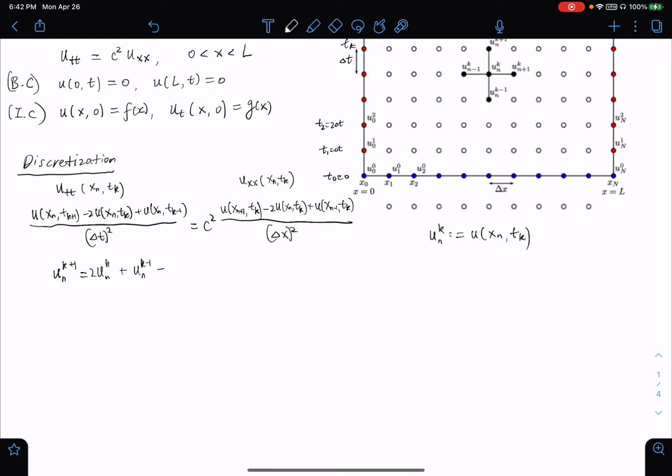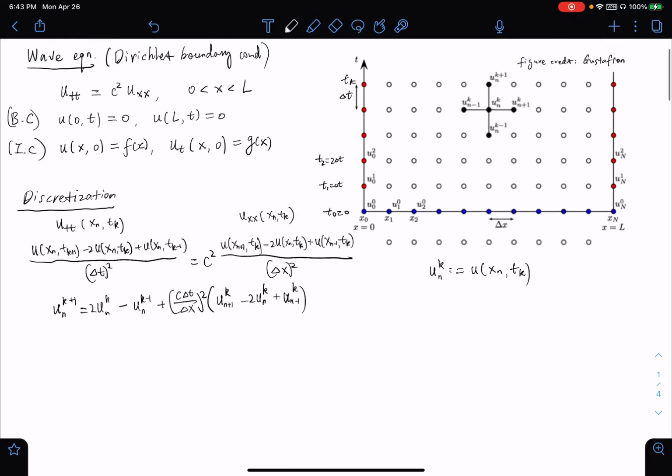u at k minus 1, with a minus, plus some constant, which will be c times delta t divided by delta x, squared, then times these three values. So it will be u_{n+1}^k minus 2u_n^k plus u_{n-1}^k. Let us look at the figure and see what we have derived.